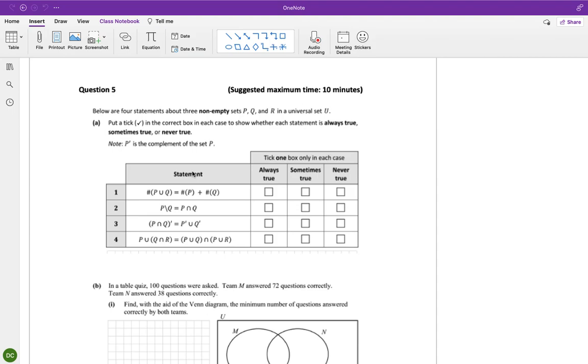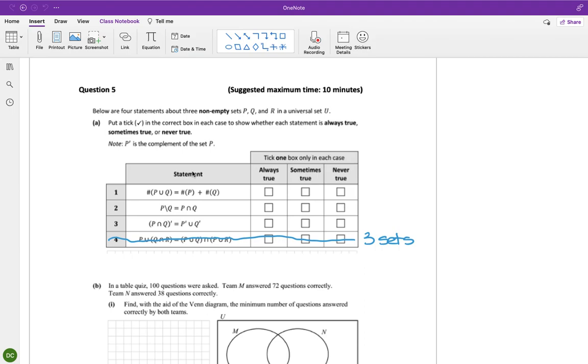Now, I've just noticed, as I was about to do the solutions, that this is actually about 3 sets. So that one shouldn't have been asked. If you got marks for it because you guessed the right answer, I'm not going to take them off you. But I'm not going to go through it because it's about 3 sets.